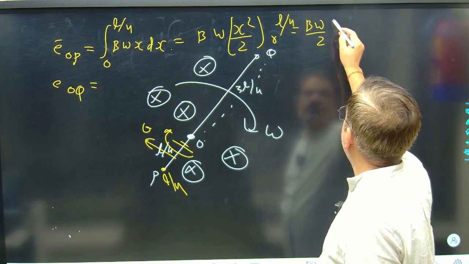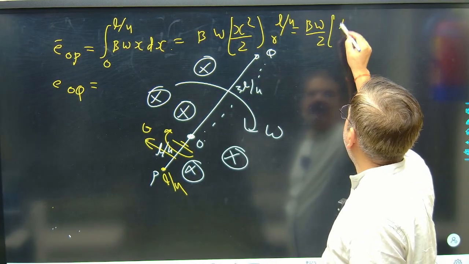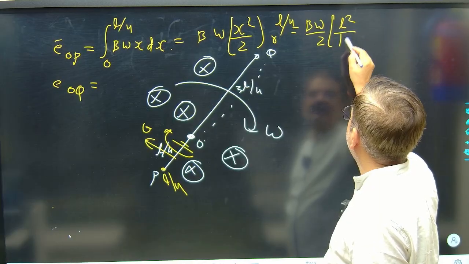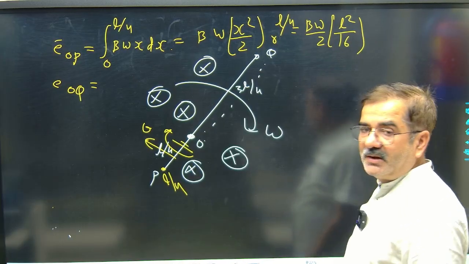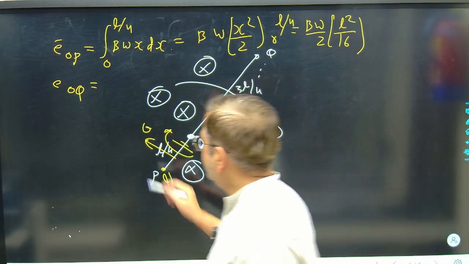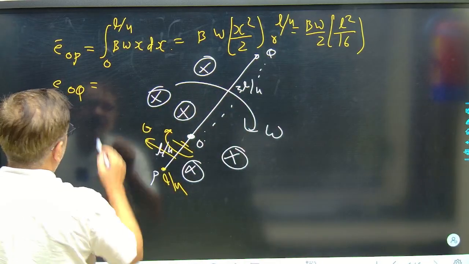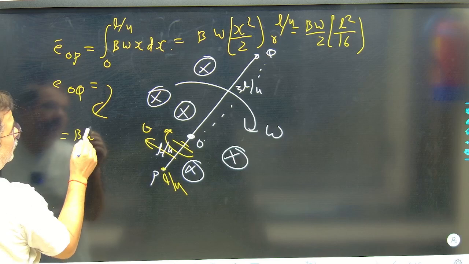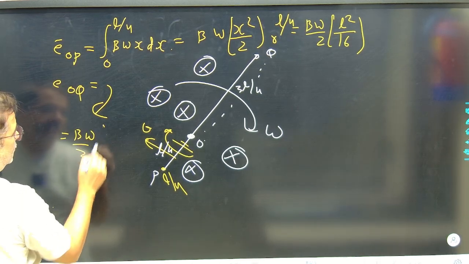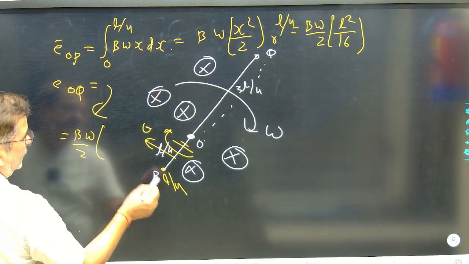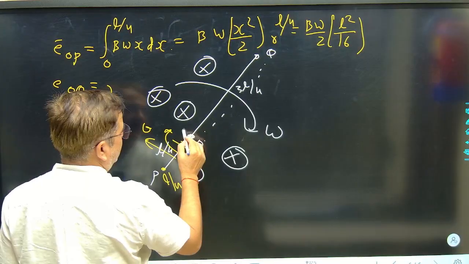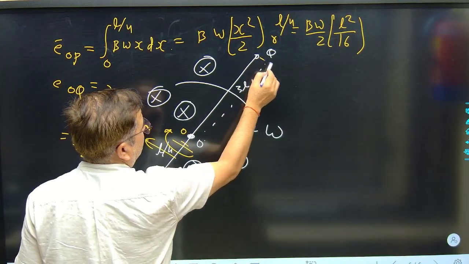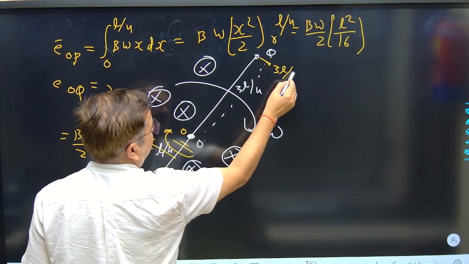B omega by 2 into the square of L by 4, that is L square by 16. This result we have. Another EMF, for OQ, if I say, again we will go the same way. What I will have is B omega by 2 times 3L by 4 squared. Here it is zero length, and this goes up to 3L by 4.